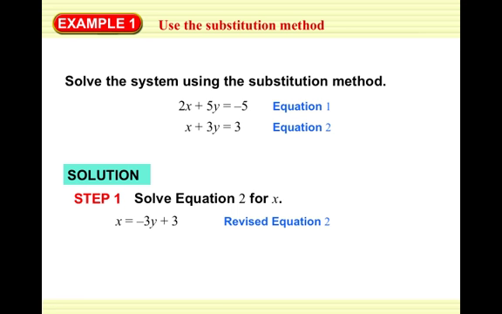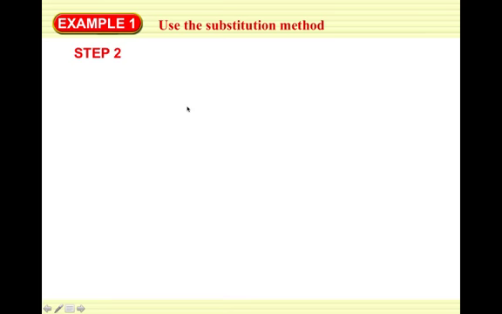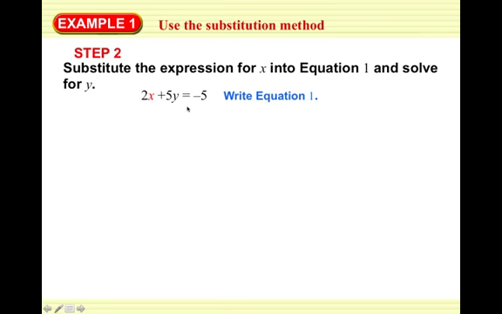plus 3. So now what we're going to do is take this expression right here, this negative 3y plus 3, and we're going to substitute it right here for x. So we're going to take equation 1, and where it has x, we're going to put in negative 3y plus 3. So we're going to have 2, and then in parentheses, negative 3y plus 3, plus 5y equals negative 5.